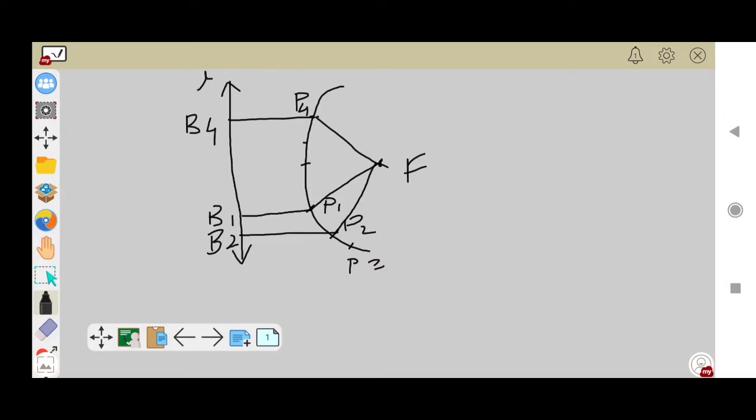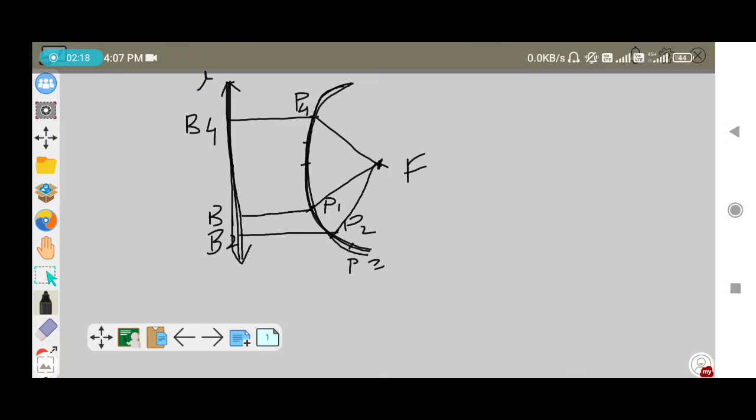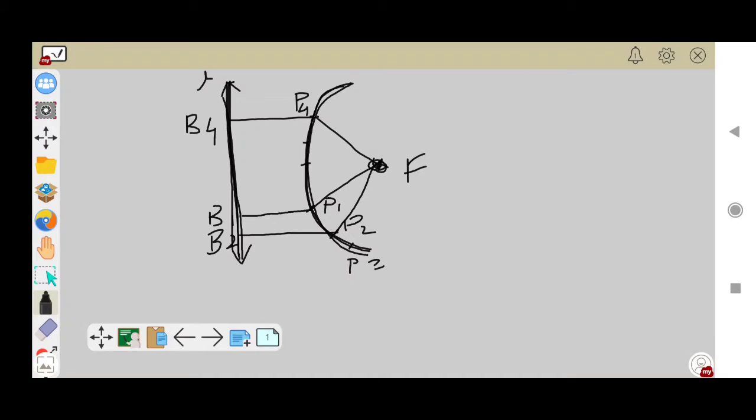So what is a parabola? A parabola is the set of all those points which are equidistant from a fixed line and a fixed point. This is the fixed line and a fixed point. Every point on this curve, this is the parabola, will be equidistant from this line L and the fixed point F.